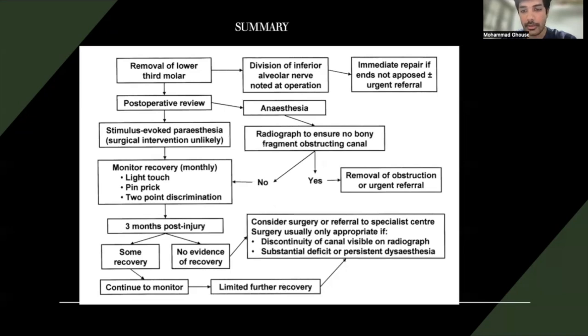So the indications for microsurgical repair would include significant hyperesthesia or dysesthesia, or if the patient wants to undergo the procedure. However, the success rate of microsurgical repair, even if it's done best, is up to 70%. So the pros and cons have to be weighed and discussed with the patient.